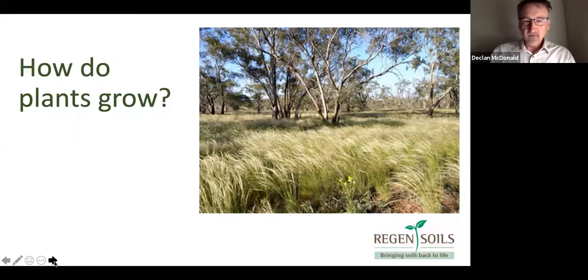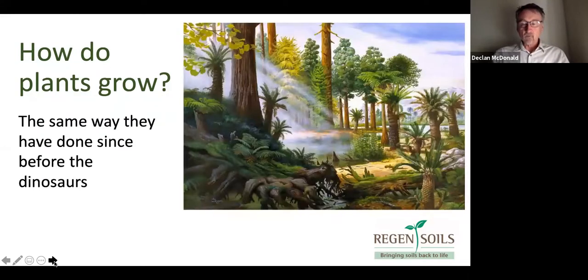Now, I thought it would be helpful to give you a quick run through of how plants grow. As I mentioned before, plants grow the same way they've been doing since before the dinosaurs. Over millions of years, there's been a co-evolution between plants and the organisms in the soil, which demonstrates an incredible intelligence in the soil because of the deliberate relationship building and exchanges that happen between plant roots and soil organisms. I'm not going to be able to go into that in much detail today, but it's a fascinating world for another discussion.